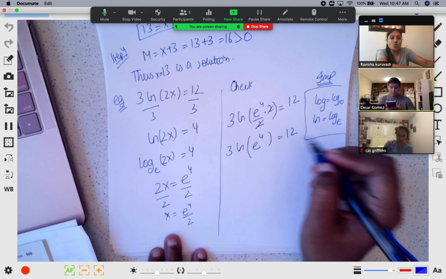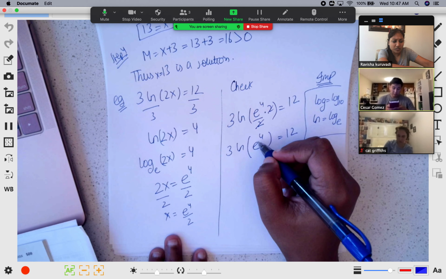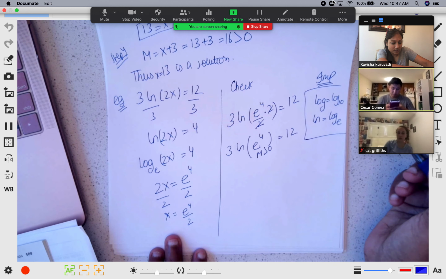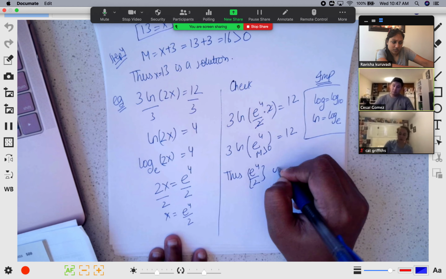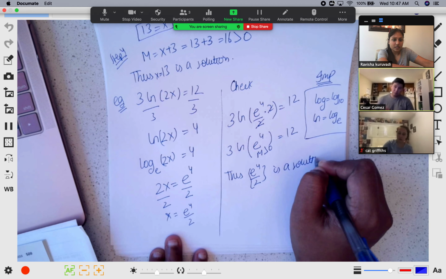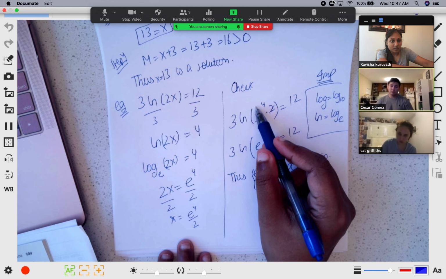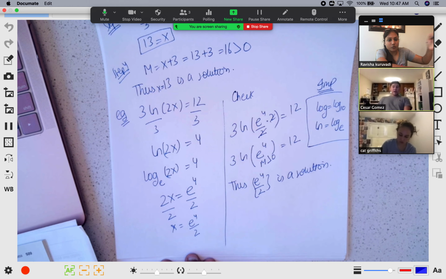Note e is 2 point something. 2 point something to the power of 4 will always be, this is your m, it will always be greater than 0. Does e to the power of 4 over 2 is a solution. We just have to check the m. This is my m here next to ln. e is basically 2 point some number. If I multiply 2 point some number like 4 times, it will still be positive. So that means this is my solution.